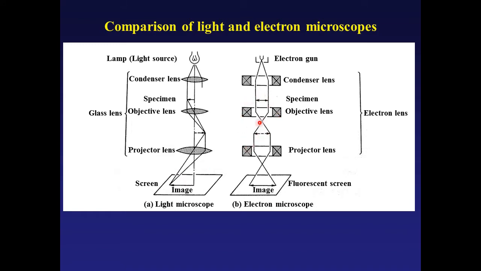You can see the source is light in the light microscope, with a condenser lens, a glass lens, and also an objective lens. The specimen is very thin. Light is transmitted, the light image is focused by the objective lens and magnified by the projector lens. It is projected on the screen.